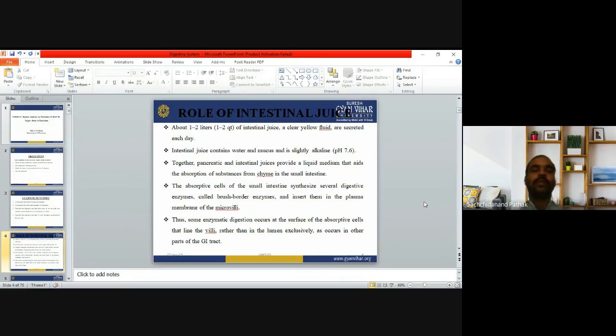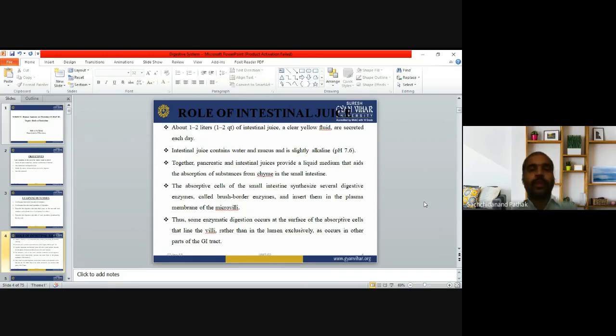That juice can contain enzymes and other things. So the intestinal juice contains water and mucus and is slightly alkaline, that is, the pH is 7.6. So this intestinal secretion contains water and mucus.